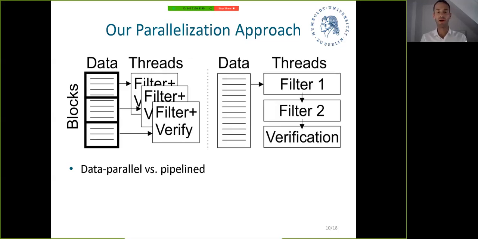Another approach would be the pipelined approach. So each thread is only responsible for one part of the work, which could be, for example, one filter, a second filter, and the verification. In order to do this, we need queues between the threads, and we need synchronization. And this turned out to be not very runtime efficient. So we did not follow this path of parallelization. We stick with the data parallel version.